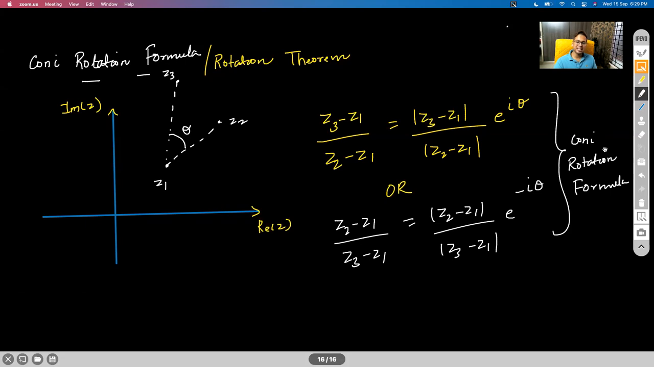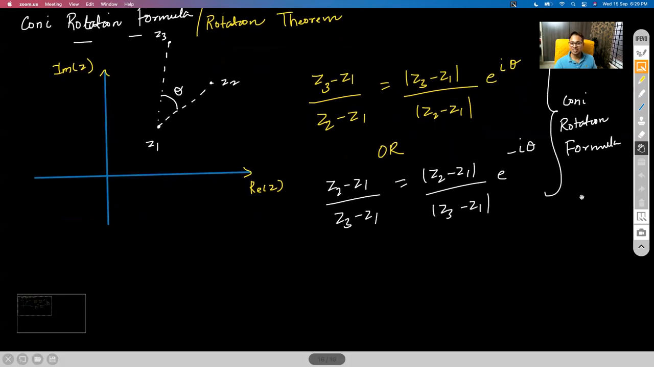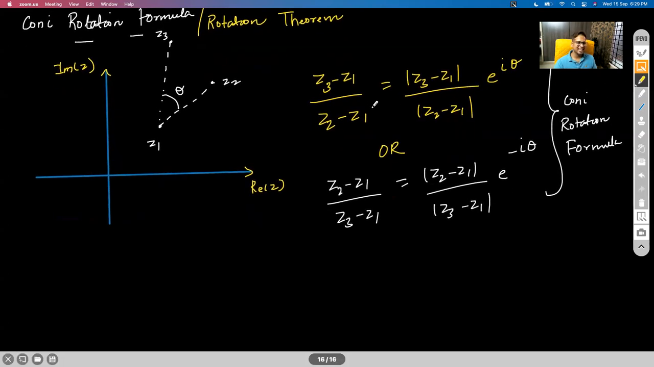Now, first of all, we'll derive this formula. From where does this formula come, right? And then we'll see what is the way to remember it. Okay, because it looks to be very complicated, because many students ask me year after year, sir, this looks complicated. Can you tell me a way to remember it? So we'll discuss that also. And of course, we'll also see the application of CONI rotation formula.